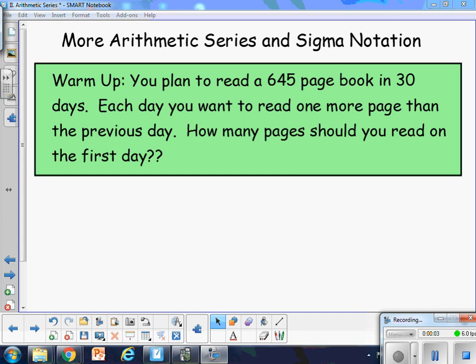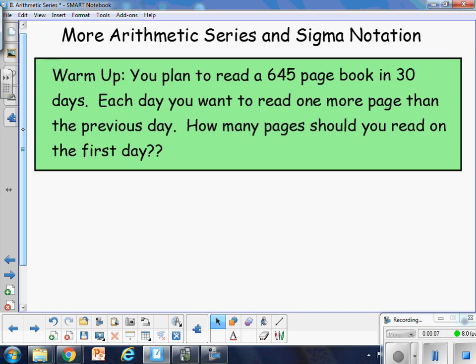All right, so this will be more with arithmetic series and using sigma notation to get the sum of a bunch of terms. So let's start out with a kind of a word problem here. Let's say we want to read a book, 645 pages in the book. We want to do this in 30 days, and each day you want to read one more page than you did the previous day. So how many pages should we read on the first day?